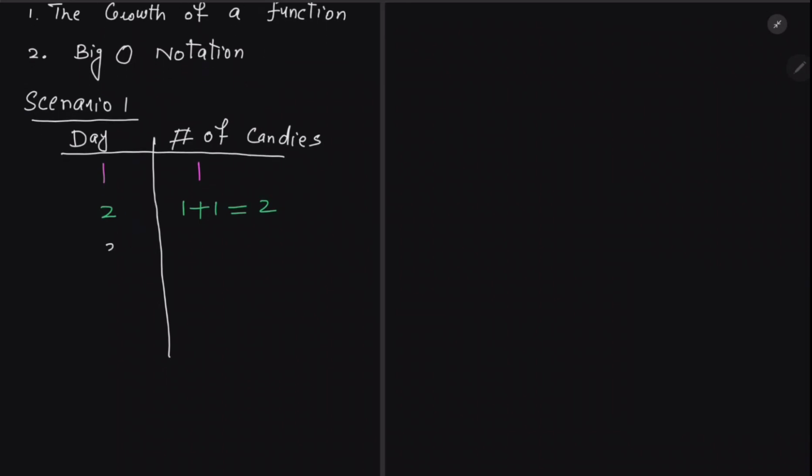On day three you already have two candies and you get one more candy, and the total candies you have is 3. So you continue with that, and after 20 days the number of candies you have is 20. So there are 20 candies after day 20.